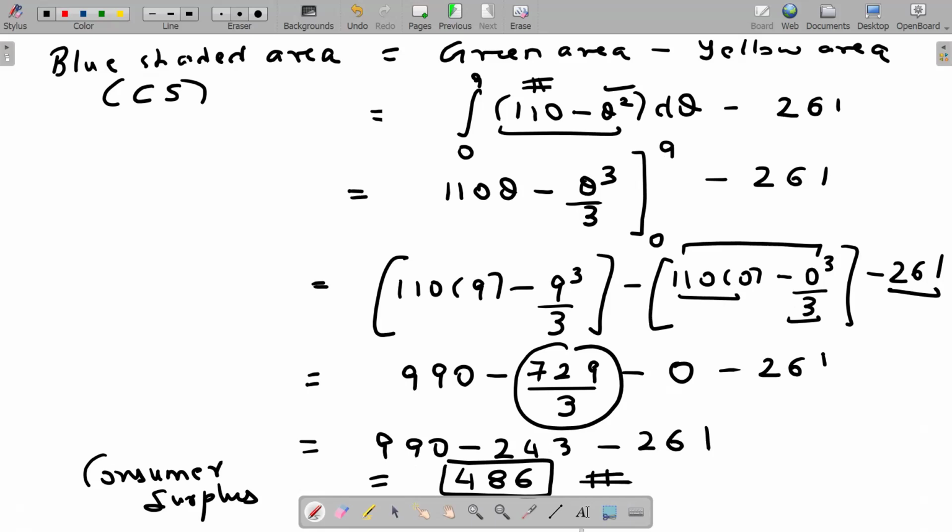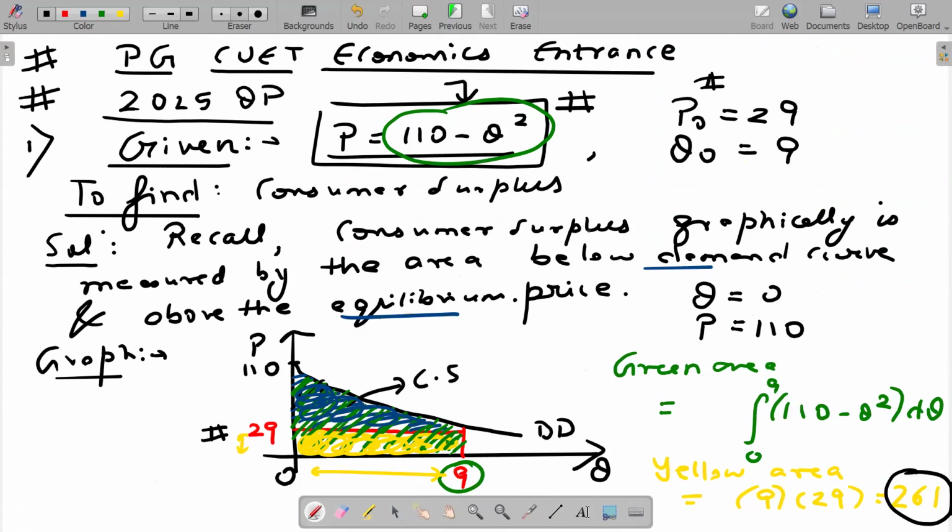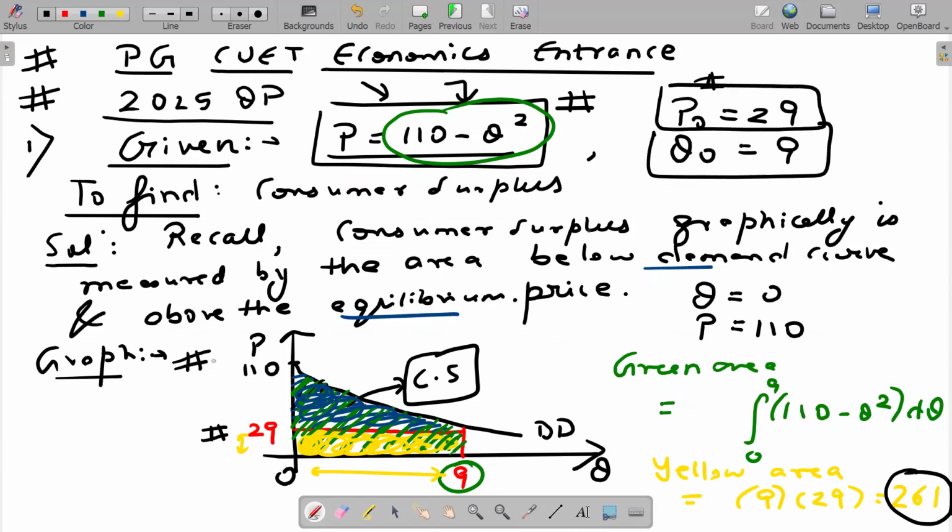So all we had to do was understand what's meant by consumer surplus. Consumer surplus is simply the area below the demand and above the equilibrium price. We were given the demand function, we were given the equilibrium price and quantity. I just drew a rough sketch. When quantity is 0, price is 110. So it starts from here. It's a downward sloping curve. It's not linear because it's a quadratic equation. Students can see I just took the price as 29, given to us, and quantity as 9.